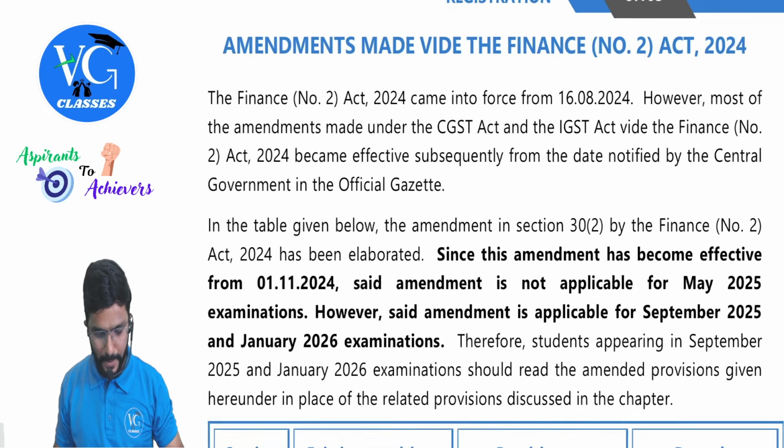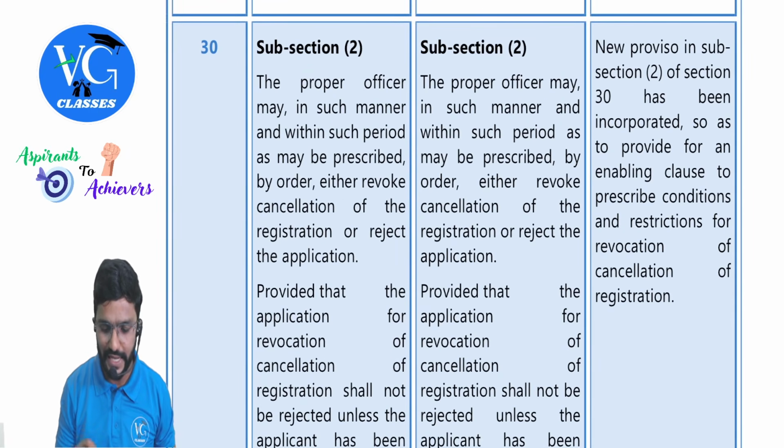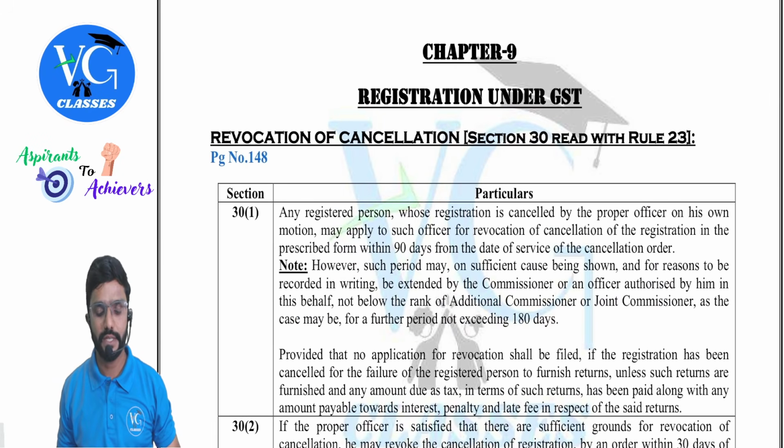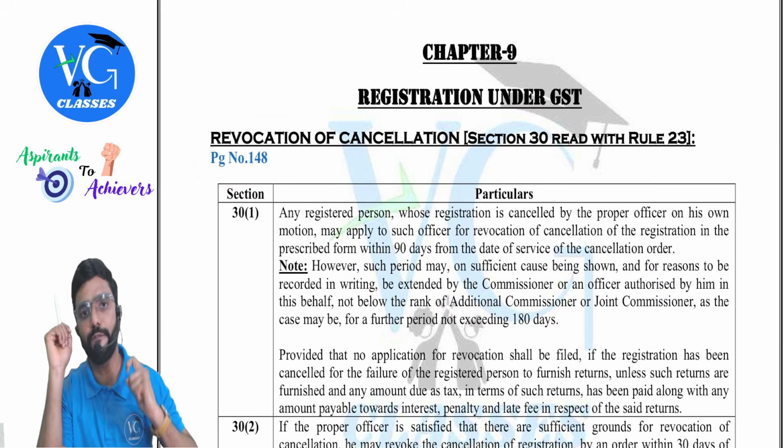Next is chapter 9. Chapter 9 is with respect to registration. There is an amendment in section 30, guys. The last section in the registration chapter. Section 30. Come to page number 148.